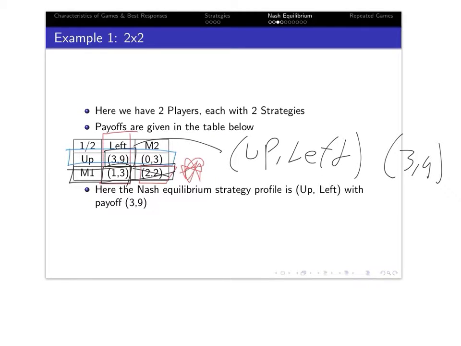There is not always a pure strategy Nash in any game. There's always a mixed strategy Nash.